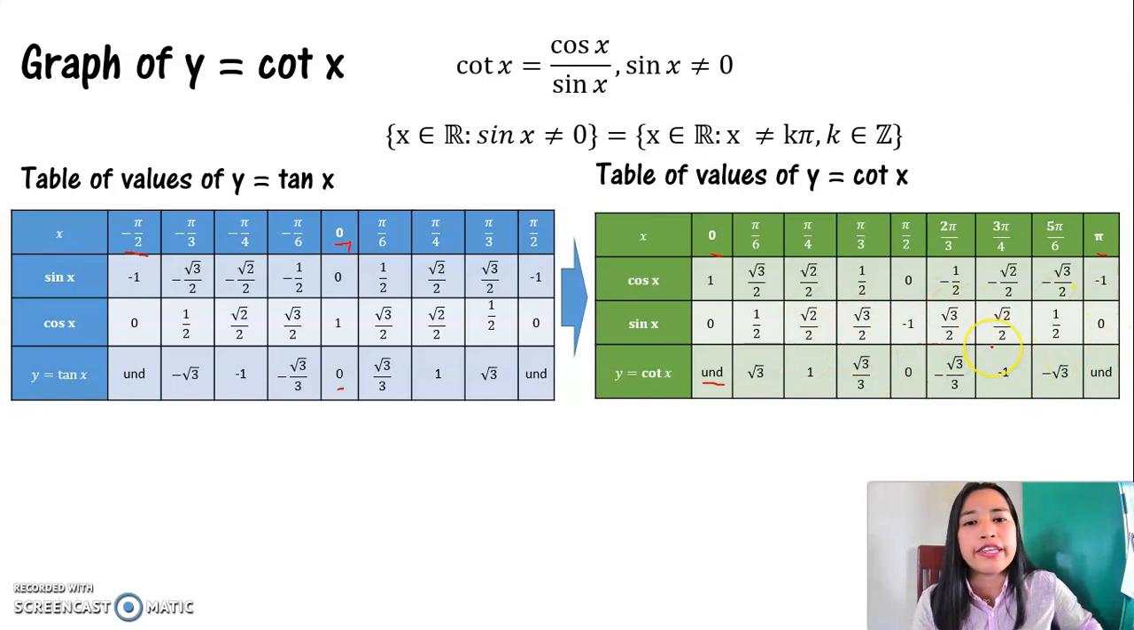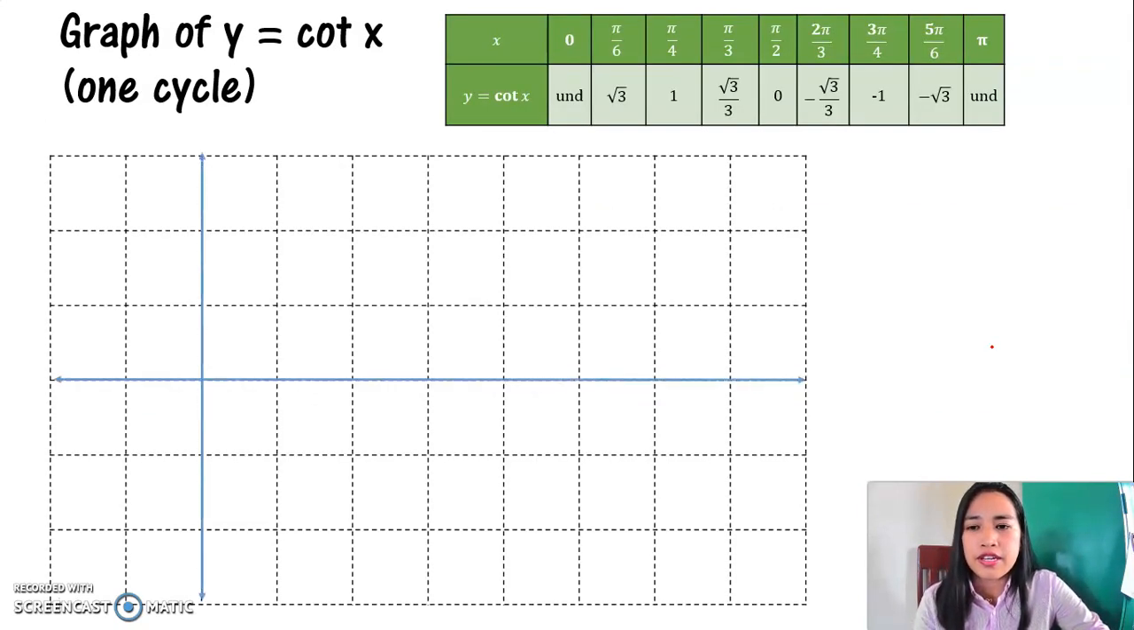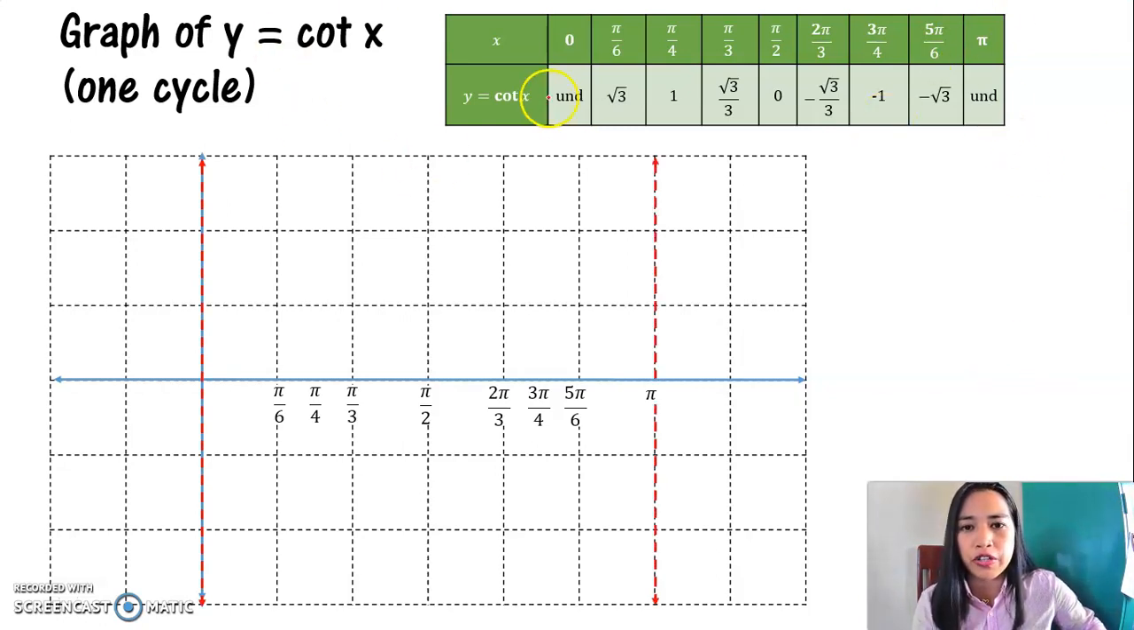I think that's all about the table of values. So let's proceed to graphing. The same process: I put 0 to pi, which is just one cycle. We have the asymptotes at 0 and at pi, right? We can see that in the table of values here.